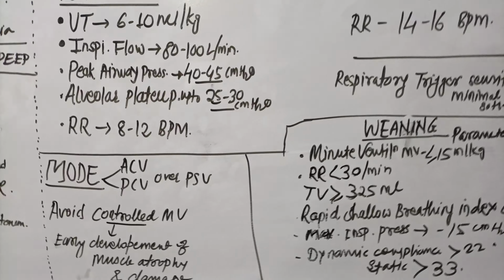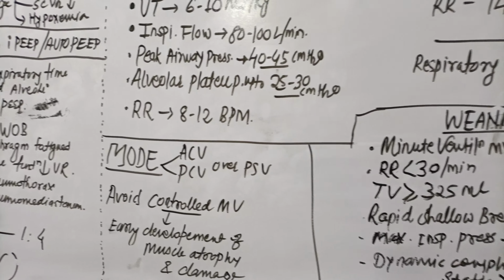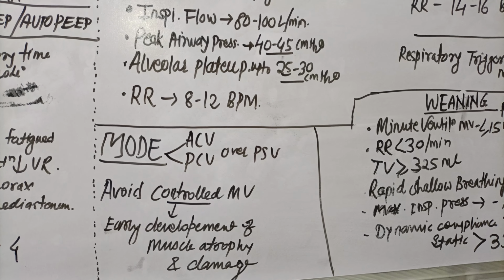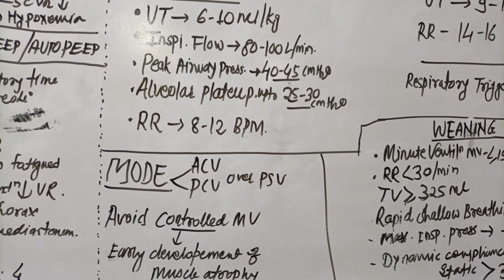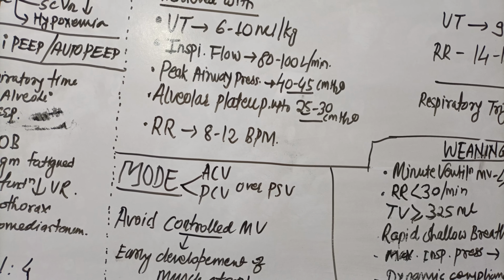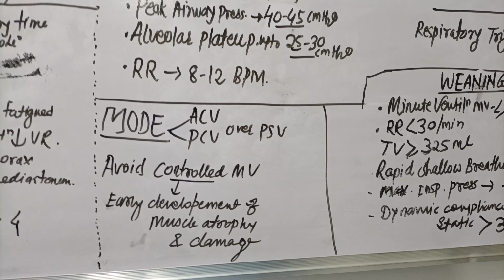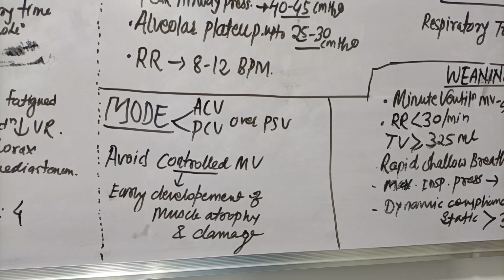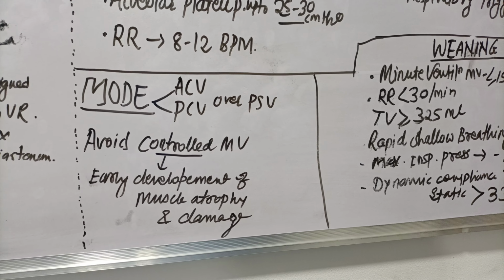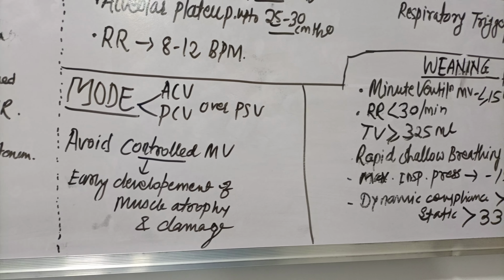So what kind of mode will we prefer in asthma and COPD patients? Modes commonly used are ACV and pressure control ventilation, which are preferred over pressure support ventilation. We should mostly avoid controlled mechanical ventilation because it will cause early development of muscle atrophy and muscle damage.